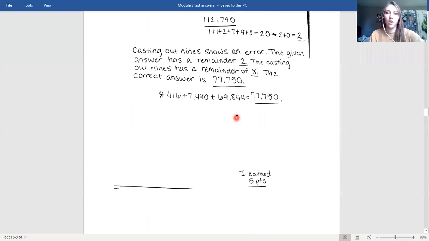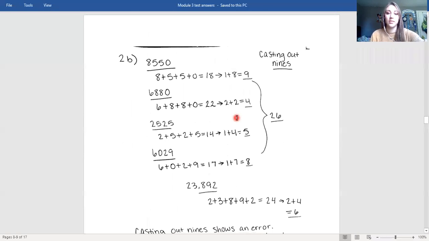Okay, so now since we worked out that, we're going to do casting out 9s for number 2. Okay, so you get 8,550. Okay, so when you work that out, it comes to 18. So then you'll split 18 to 8 plus 1 equals 9. So the next one's 22. 2 plus 2 equals 4. Okay, the next one comes out to 14. 1 plus 4 equals 5. 17. 7 plus 1 equals 8. That comes to a total of 26.